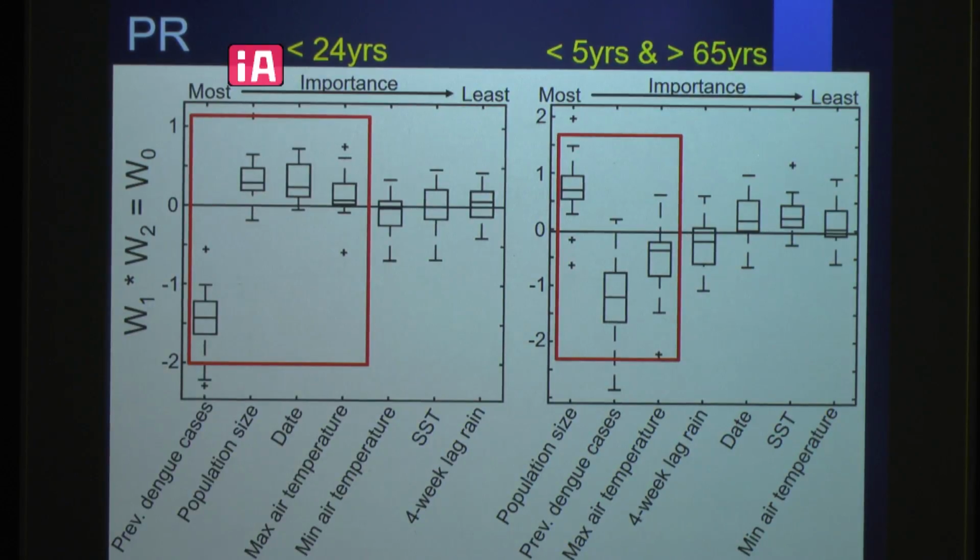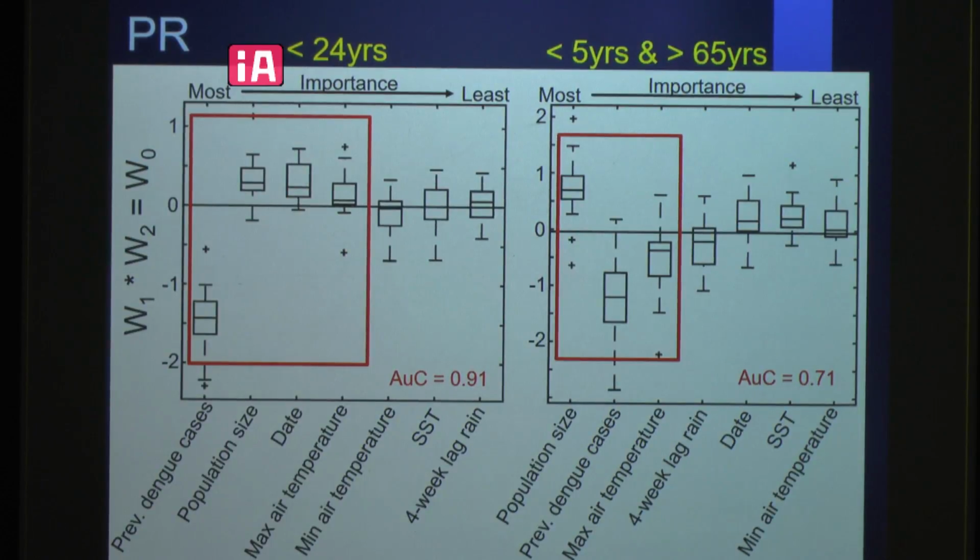In terms of those younger than 5 and older than 65, for Puerto Rico, it was a little bit different because it identified demographics, similar to Mexico, population size, and previous dengue cases. However, it also identified maximum air temperature as one of the most influential ones, which we can also see in the younger than 24 years old. And there have been previous studies in Puerto Rico showing that maximum air temperature is correlated with a high number of mosquito bites. And this could be due to many reasons: warmer, more activity, more metabolic activity, they get hungry more often, they bite people, and so on.